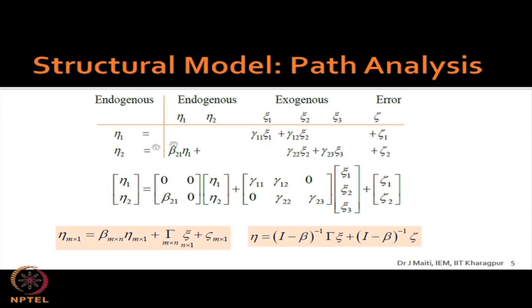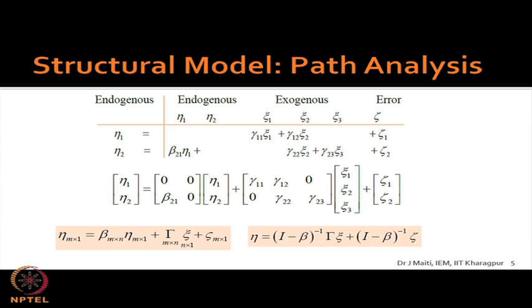You see, eta 1 is not affected by any other endogenous latent construct; it is affected only by the exogenous latent constructs xi 1 and xi 2, and this is the equation. Similarly, for eta 2 this is the equation, and if you write this in matrix form, you get this equation. So, now this is an example. Now, the general equation will be like this.